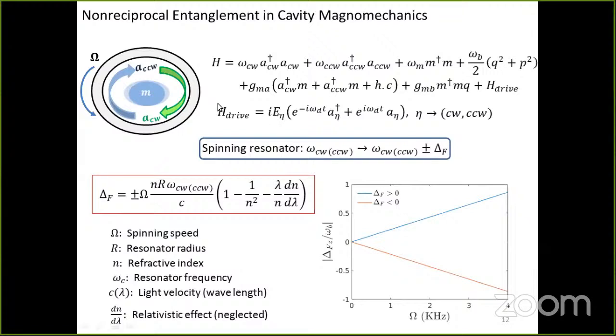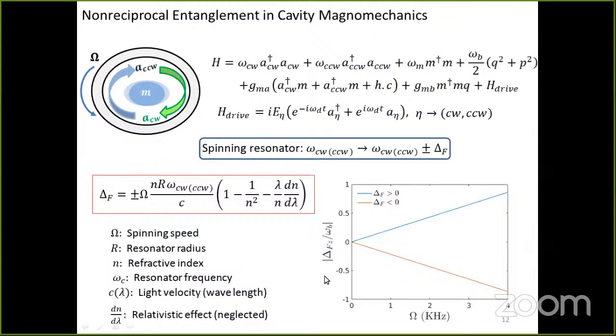But as we spin the resonator, as we start rotating, a shift is introduced into the frequency. So now the clockwise mode has a frequency of omega CW plus delta F, and the counterclockwise mode has a frequency of omega CCW minus delta F. So depending on the spin direction, the two frequencies shift by an amount of plus delta F and minus delta F. This is what I have shown here: the frequency shift with respect to the rotation speed. If you increase the rotation speed, you can increase the shifting amount.